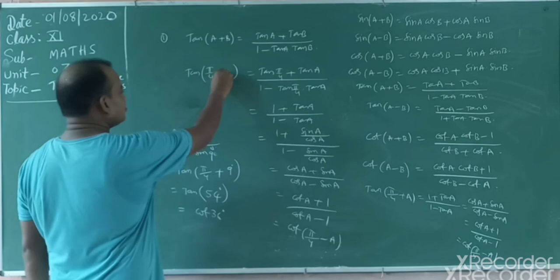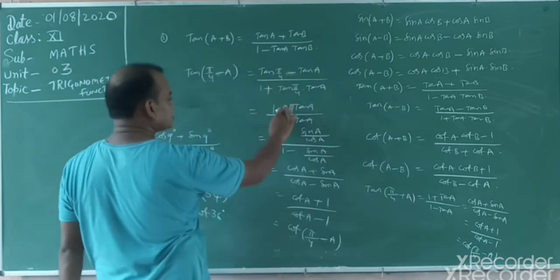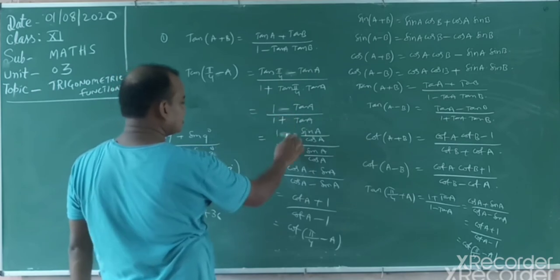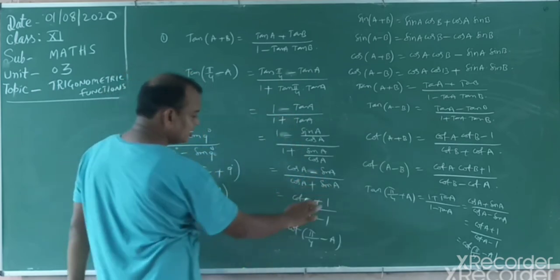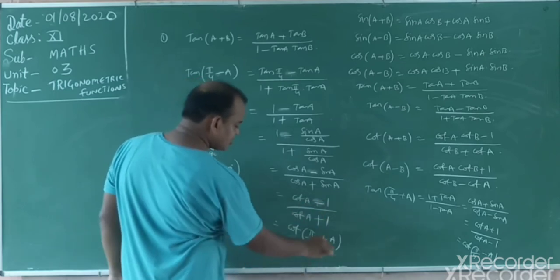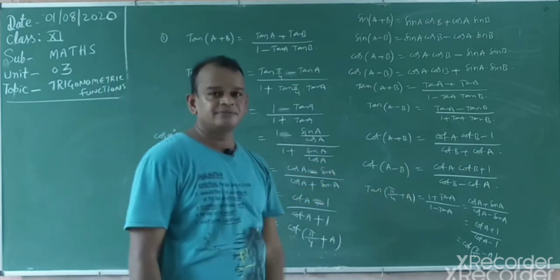Now suppose the next one is tan of pi by 4 minus a. Here minus, here plus. Observe that clearly. This is minus, this is plus. 100% this is plus. Tan of pi by 4 minus a. Another formula you write.